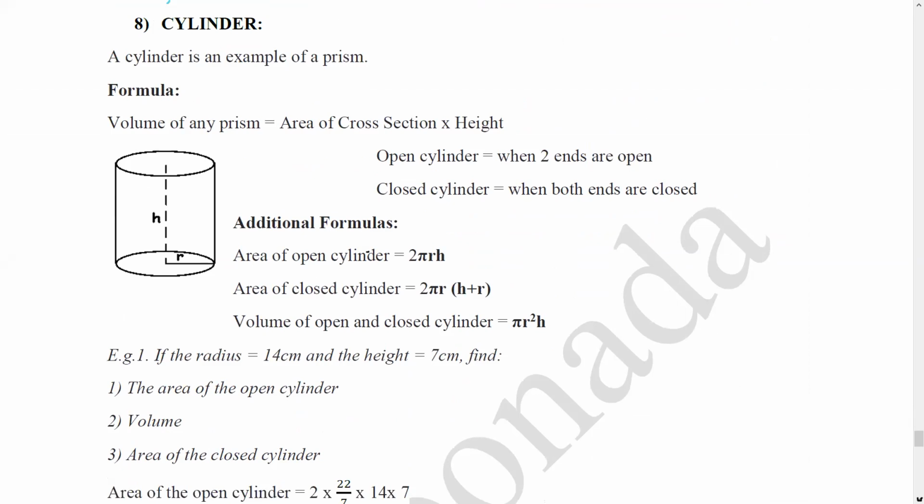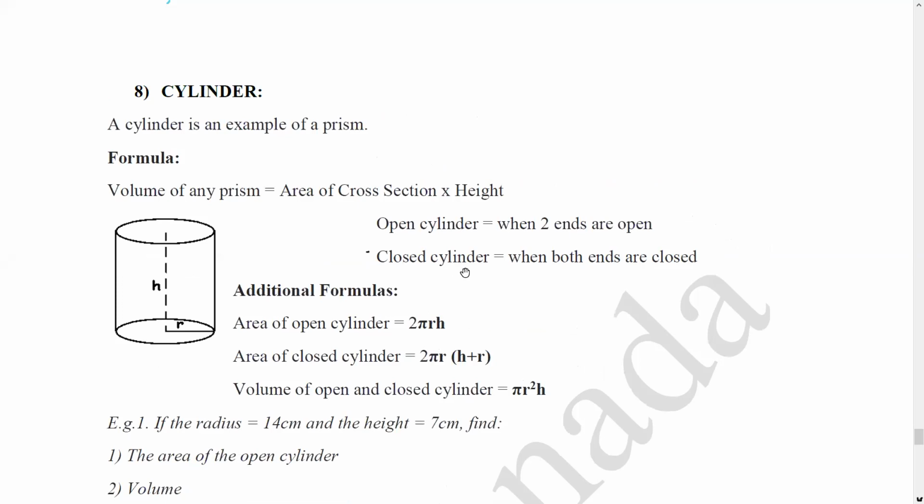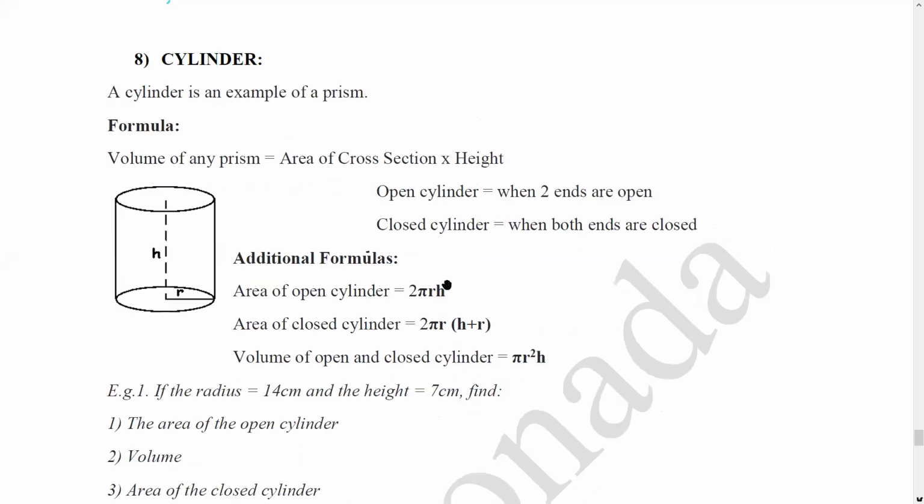So a cylinder is an example of a prism, and the volume of any prism is equal to the area of the cross section multiplied by the height. Now this one has several formulas, right? Of course, you have to determine if it's an open cylinder where the 2 ends are open, or whether it's a closed cylinder when both ends are closed. Of course, that's very easy to see if it's open or closed, right?